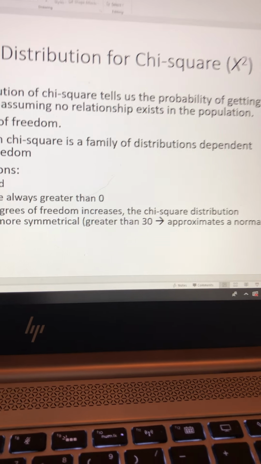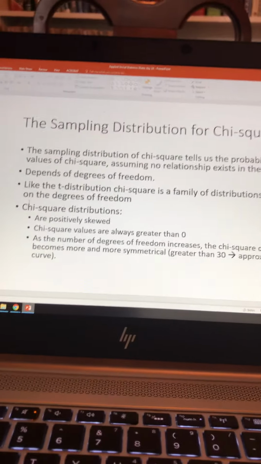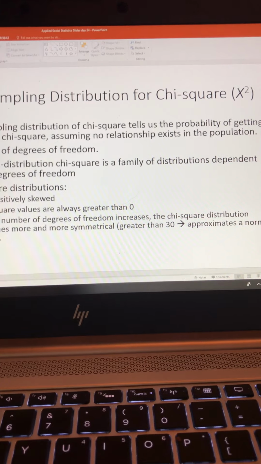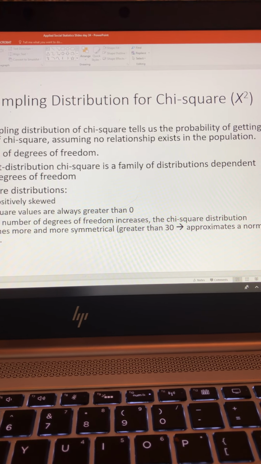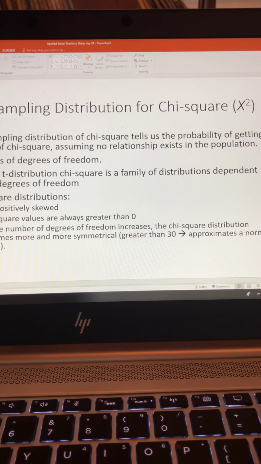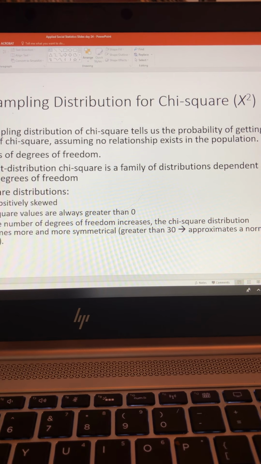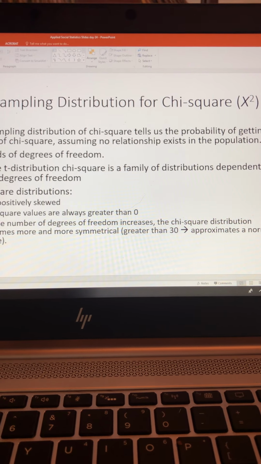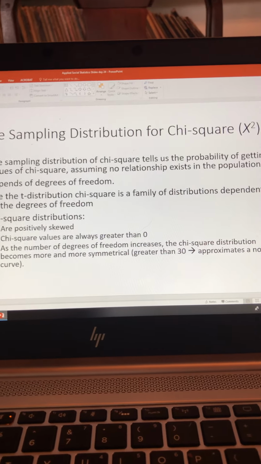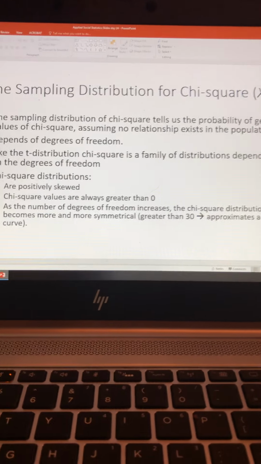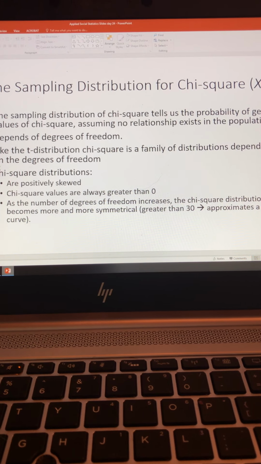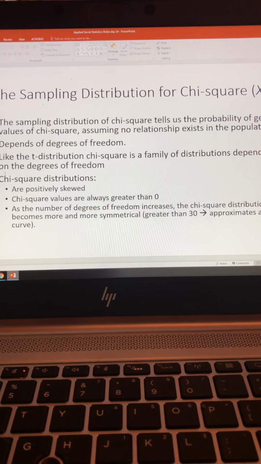Here's the fun thing about chi-squared: like I said, it has its own sampling distribution. The sampling distribution of chi-squared tells us the probability of getting values of chi-squared assuming no relationship exists in the population. So think about that. We got a value of 58. We want to know the probability of getting that 58 when in fact there is no relationship.